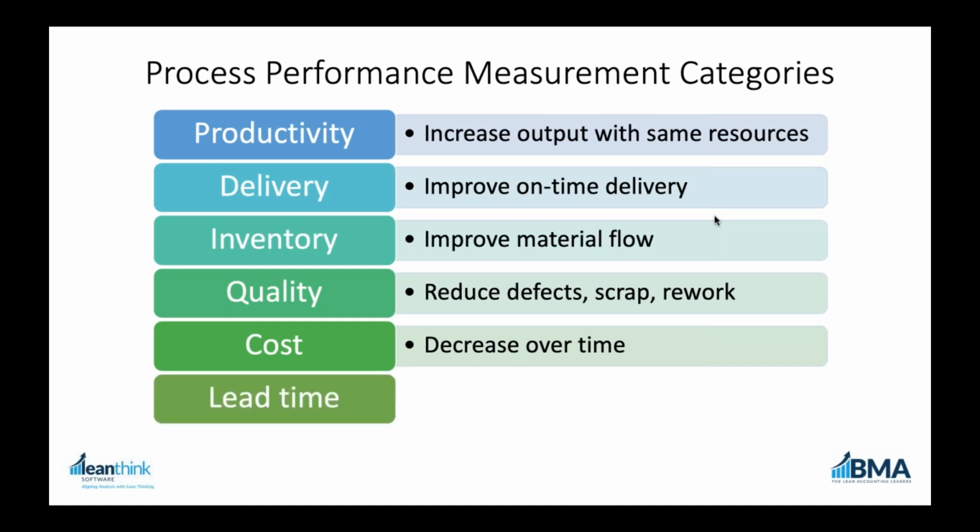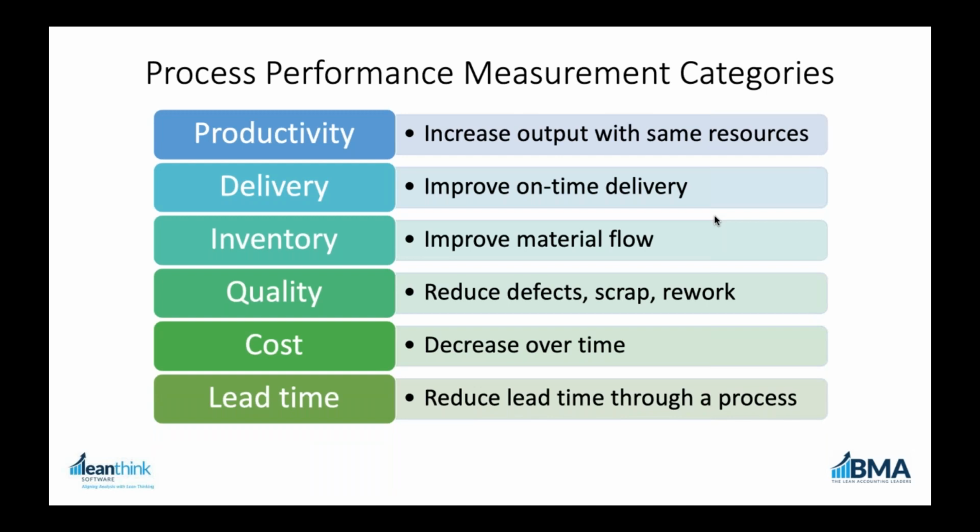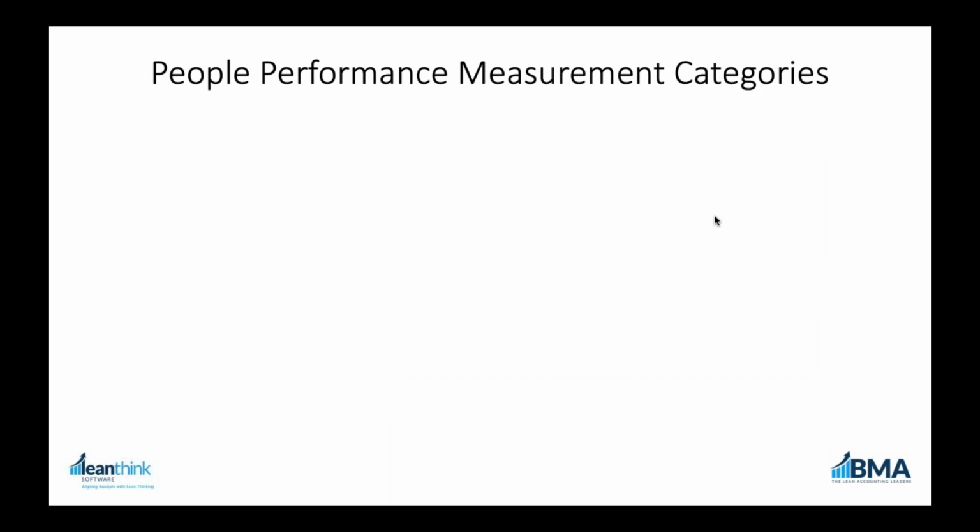And then finally, there's lead time. We want to reduce the lead time through any process. It doesn't matter if it's a manufacturing process, a service delivery process, or an administrative process. We can measure lead time and we can reduce it. So those are the 6 categories of process performance measurements.